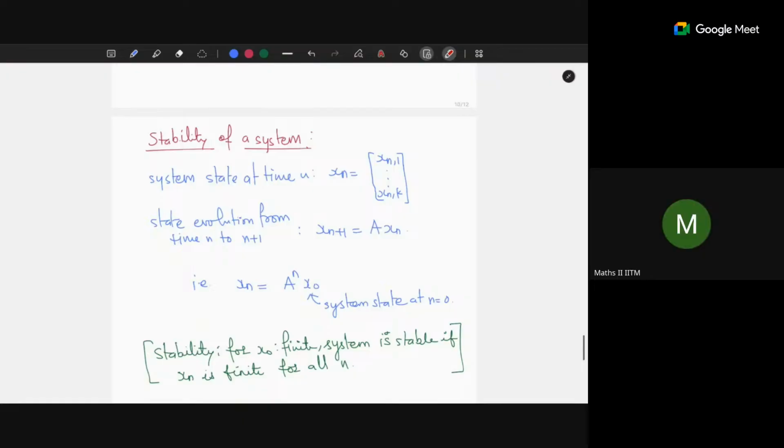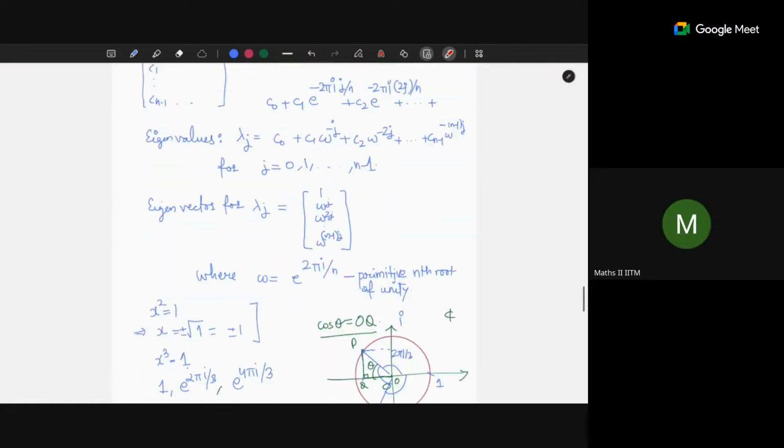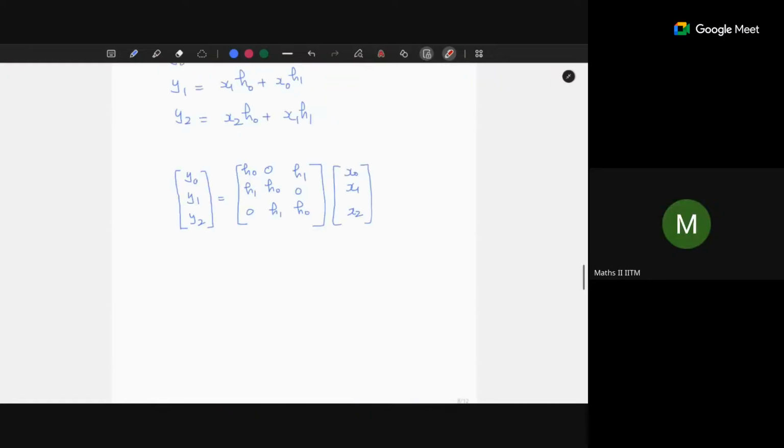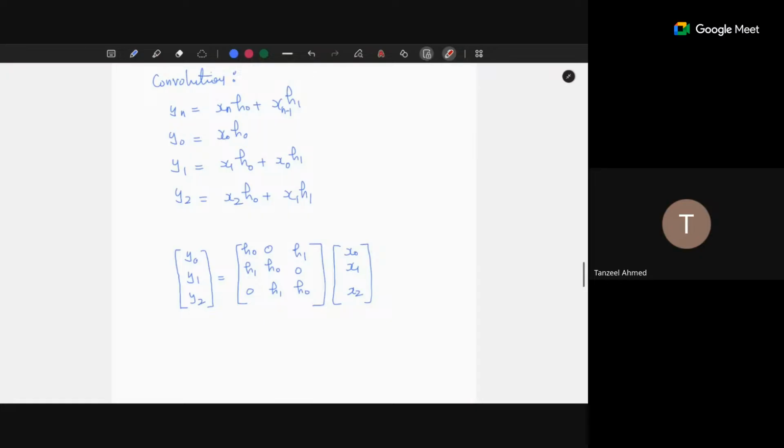Excuse me, I wanted to get some clarity on the structure of the matrix itself. Would you scroll up, please? A little bit more. Right. So here, in the convolution we have described, y0 is written as x0 h0. Very clear. But when we see the circulant matrix and multiply it, we get y0 equal to h0 x0 plus h1 into x2. How is this happening?